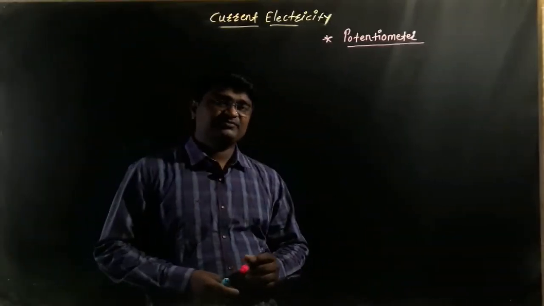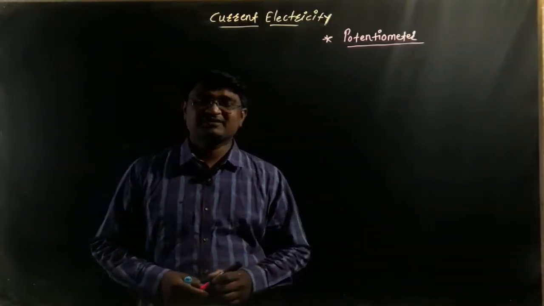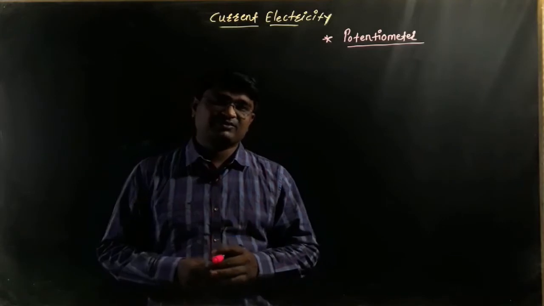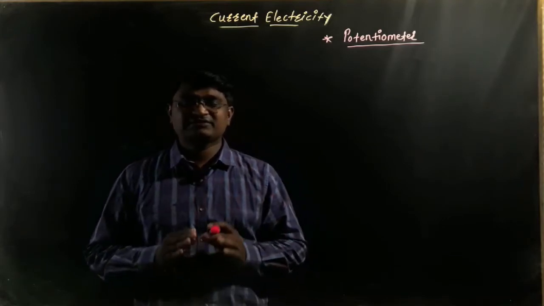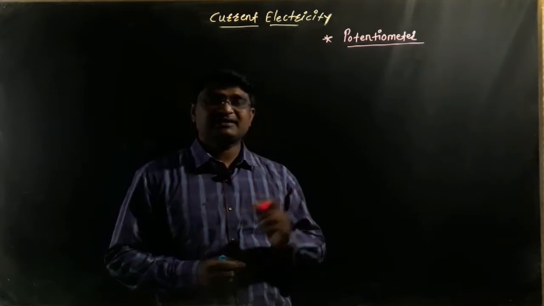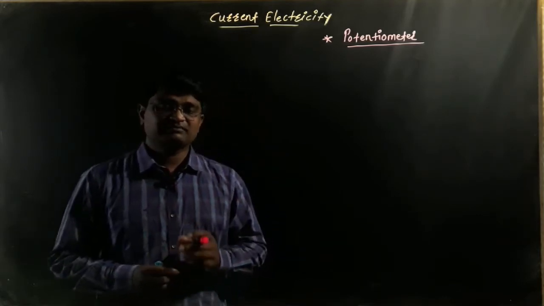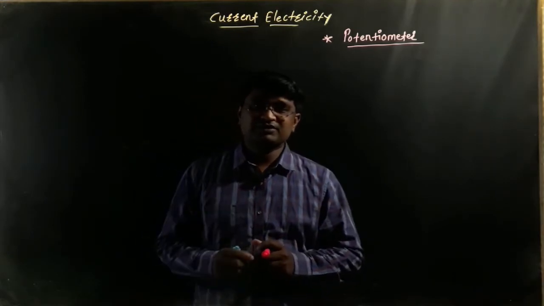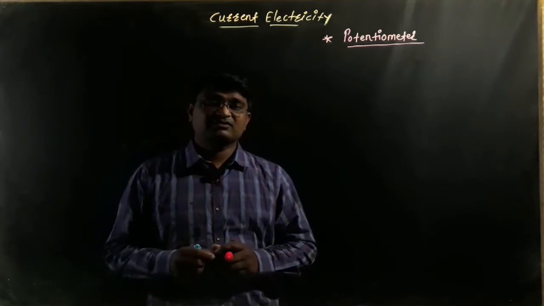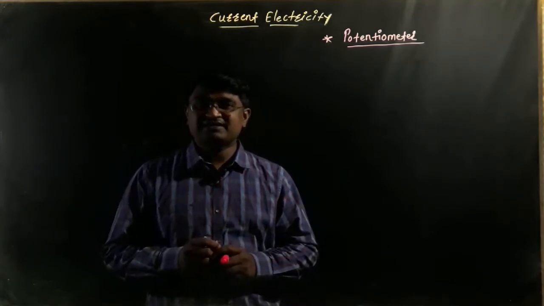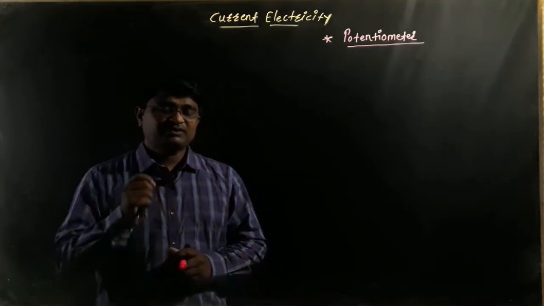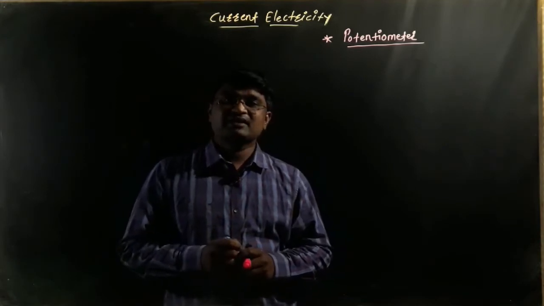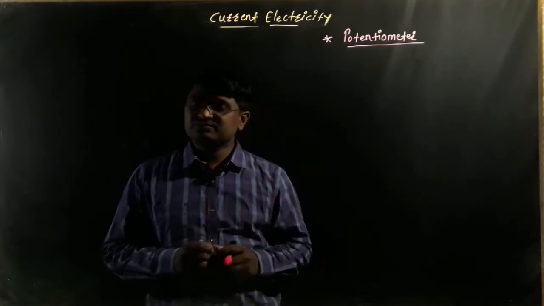Let's see the third and very important concept from this chapter, that is the potentiometer. What is meant by potentiometer? Initially it is important to know that a potentiometer is a device by which we measure the potential difference. We know that potential difference is also measured with the help of another important device, the voltmeter. By using a voltmeter we measure the potential difference between any 2 points on a given circuit, and we also measure potential difference by using a potentiometer.